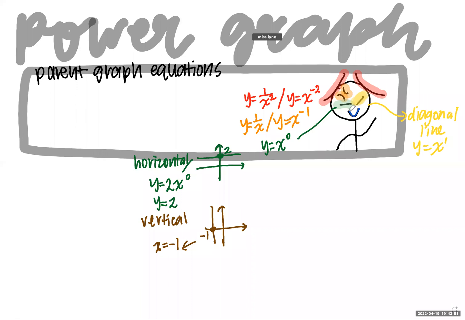So change highlighter color. This U shape is represented by y is equal to x squared. Now, do not be confused between y is equal to x squared and y is equal to x to the power of minus 2. How come? Because can you see this is a power of negative 2?